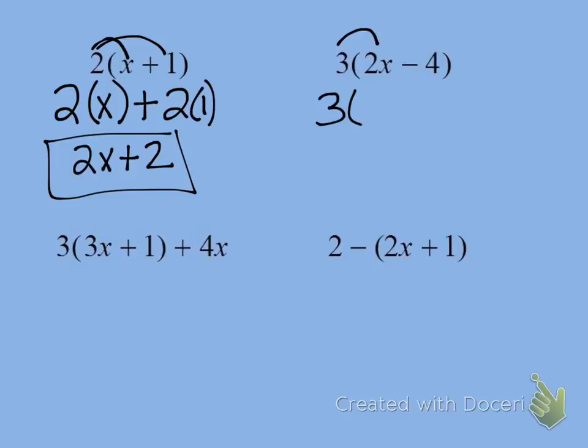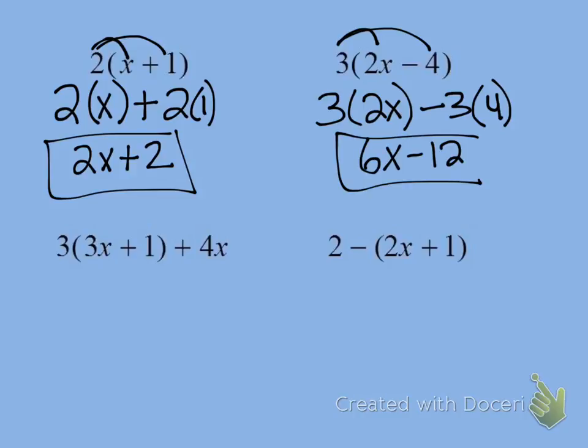3 times 2x. Then what? 3 times 4. What goes in between those? A minus. You just keep the same symbol. All right, now you can actually do the math. This is going to be 6x minus 12.